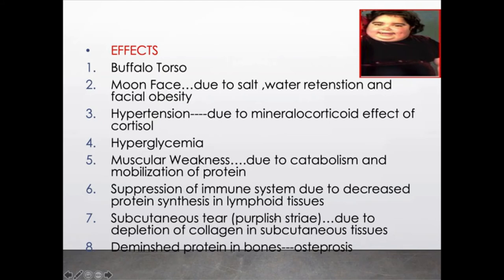Subcutaneous tears or purplish striae occur due to the depletion of collagen in the subcutaneous tissue. Collagen is also a protein. So as cortisol causes the mobilization of protein from extrahepatic to hepatic tissue, due to the depletion of collagen, the patient will have subcutaneous tears in the subcutaneous area. And whenever there is a tear, there will be leakiness of blood and it will give a typical purplish color, and we call it the purplish striae.